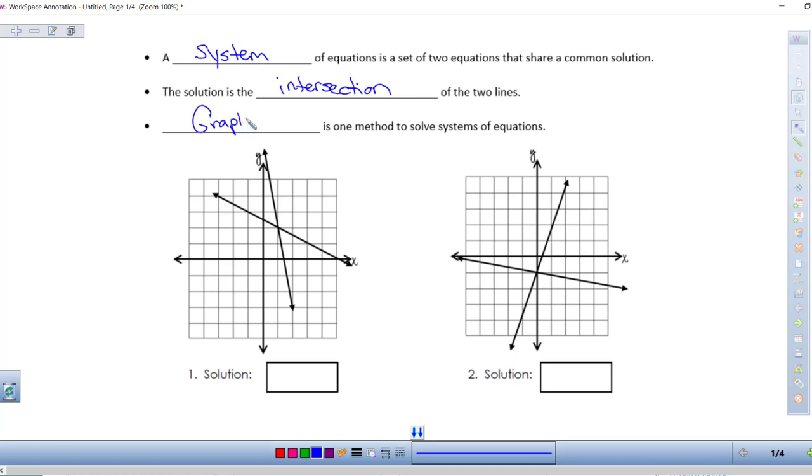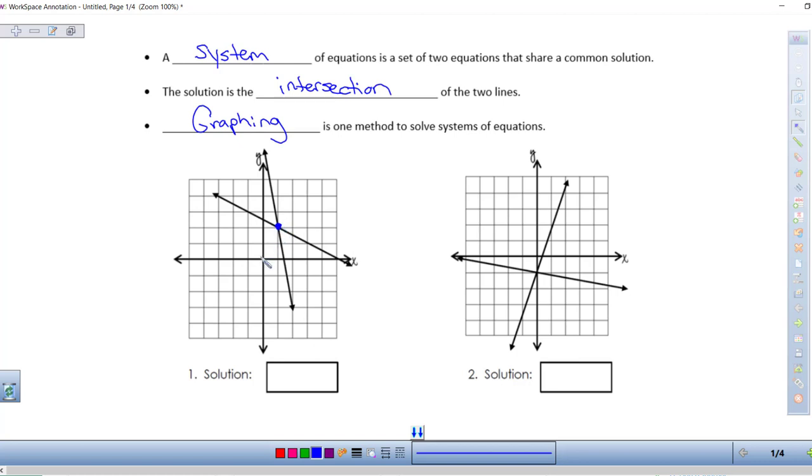Graphing is one method that we use to solve systems of equations. We will learn a couple other methods as well, but graphing is where we're going to start so that we can actually see what the solution looks like. So we have two graphs here, and we have the two lines. We have to figure out where they intersect to find the solution.